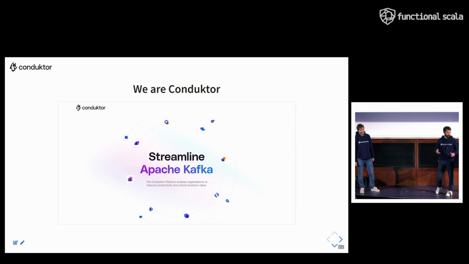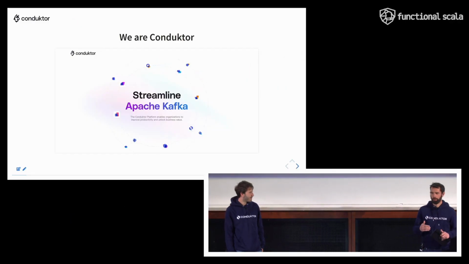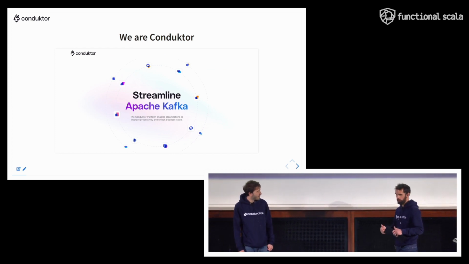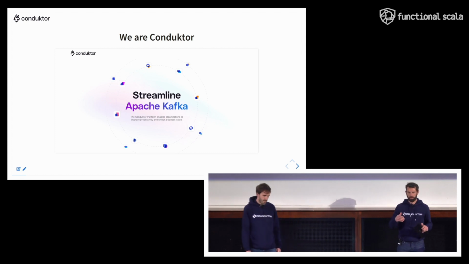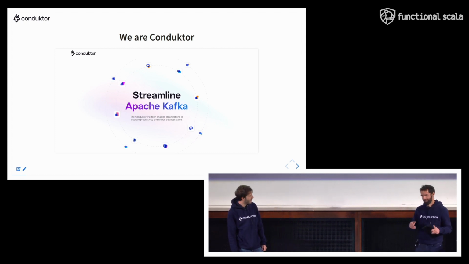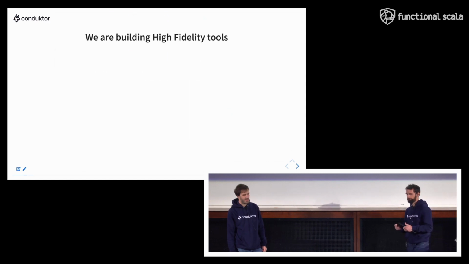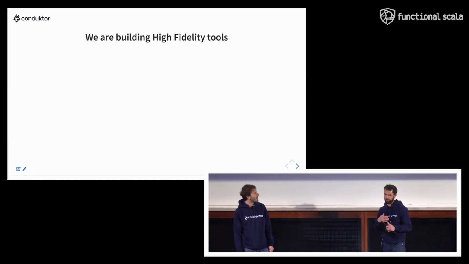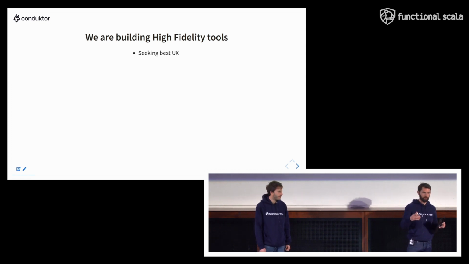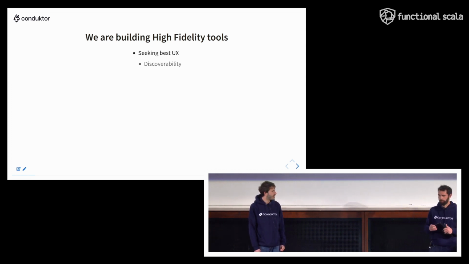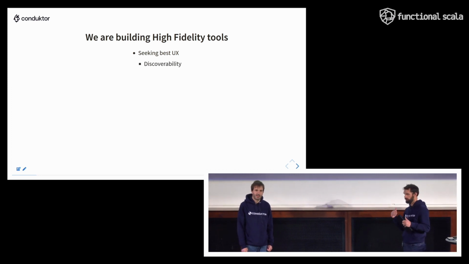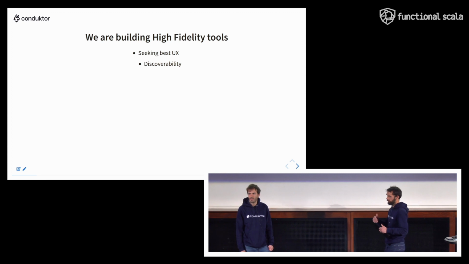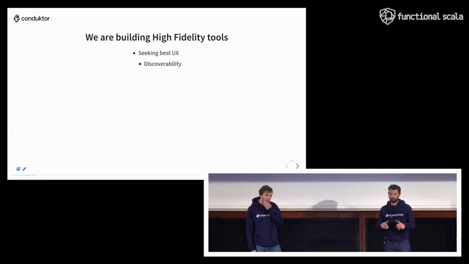We are working at Conduktor, as said. Our goal is to make Kafka, which is a very technical component, reachable to other kinds of people, not only developers, but also business people, testing people, and so on. So we try to make it high fidelity. What is high fidelity to me? First, the best UX you can do, and the best UX is the best discoverability. It means that if you know something exists in Kafka, it should be easy to find it in our tool.